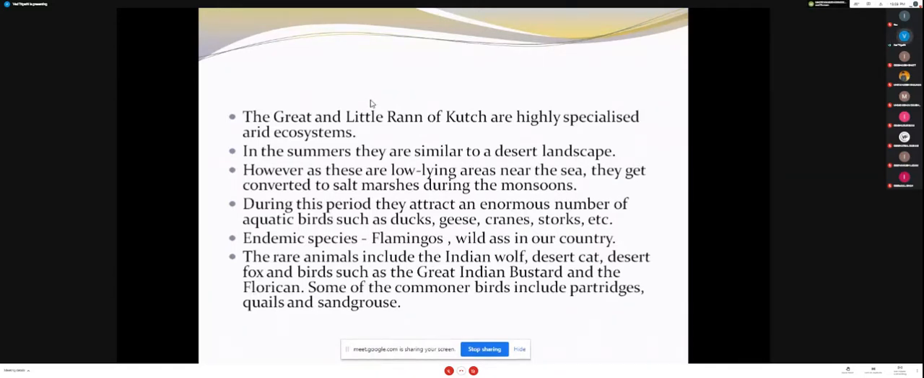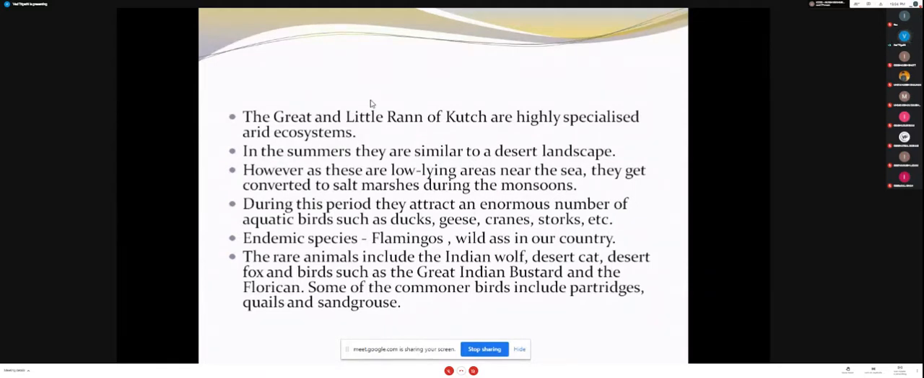and in that water there is a high amount of salt content which is deposited in the marshes, making them saline in nature. During this period, these areas attract an enormous number of aquatic birds such as ducks, geese, cranes, storks, flamingos. Flamingos are endemic species, so they migrate and they are found in India, specific to India. Okay, these kinds of flamingos are not found anywhere else. But then the wild ass is also endemic to our country. That is, they are not found anywhere else around the world.